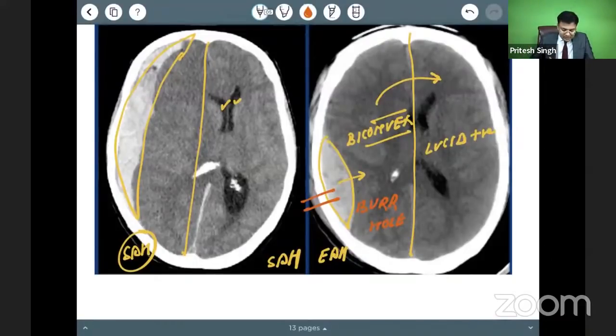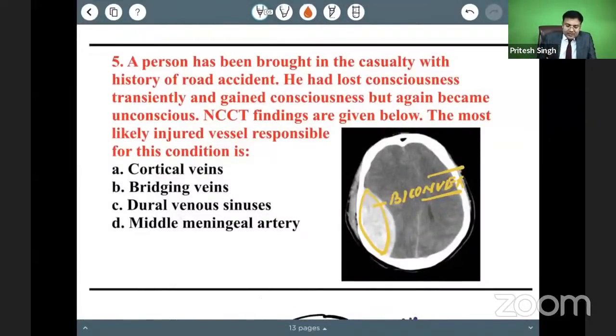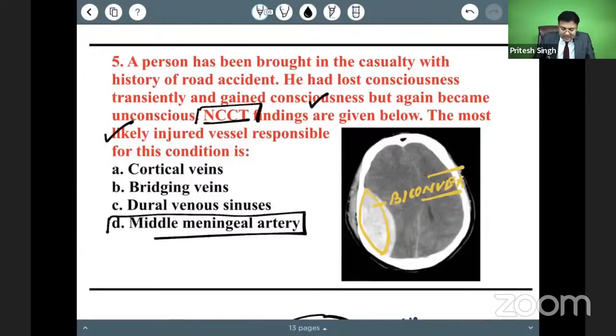You got it? So if we look at the question again, this patient has a history of road traffic accident. Lucid interval is positive. NCCT finding shows a hyperdense lesion, which is biconvex. Most likely injured vessel is the middle meningeal artery. Why? Because here the diagnosis is EDH. Clear? So the correct answer for this question is D.